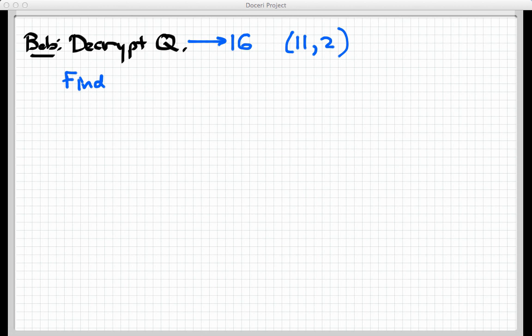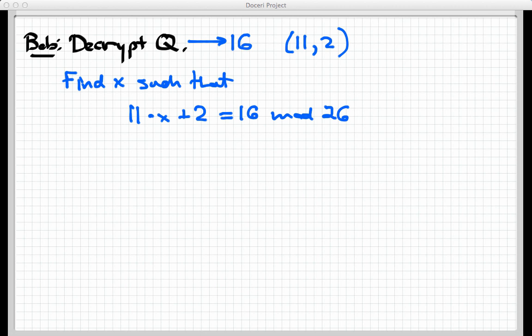He needs to find the x such that 11 times x plus 2 would equal 16. So Alice has gone through the process. She knew the x and ran it through this process forwards. Bob, on the other hand, knows this and has to work backwards to find the x. Now, how would we do that?